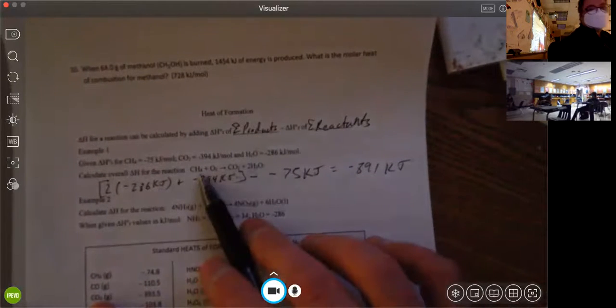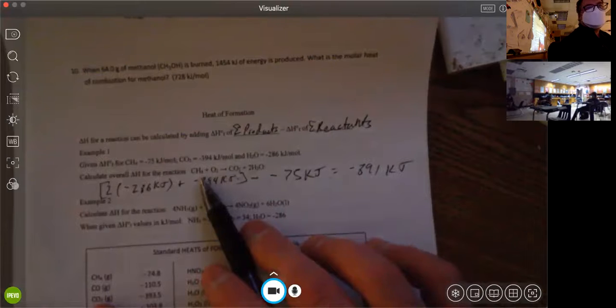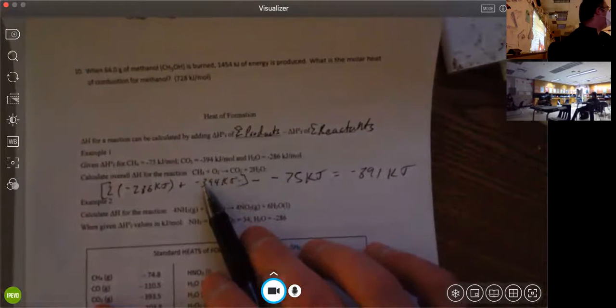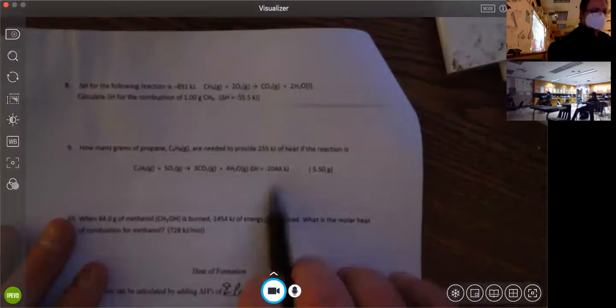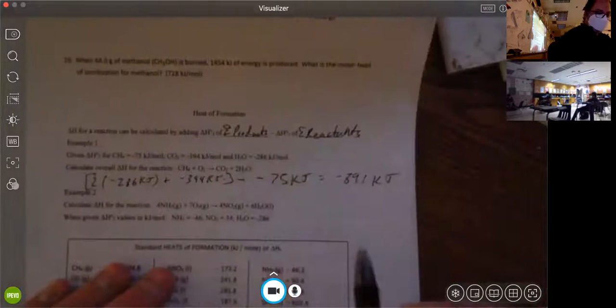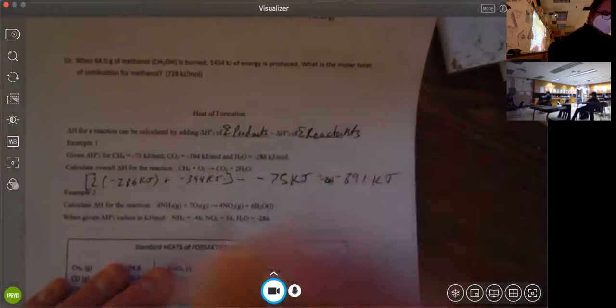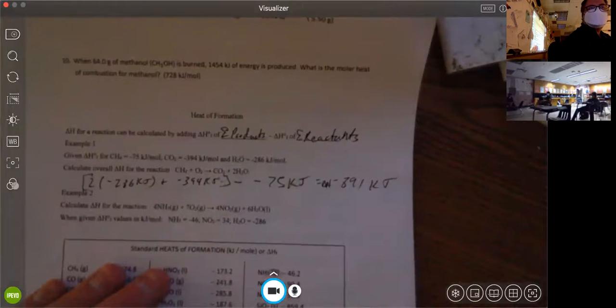It's exothermic, which makes sense because we're burning methane. We know that when we burn these organic compounds, a lot of times they release energy. Products minus reactants. So whenever we're looking up here, this is one way that they found the delta H of those reactions. Questions there?